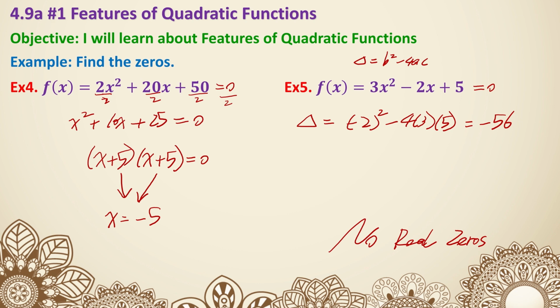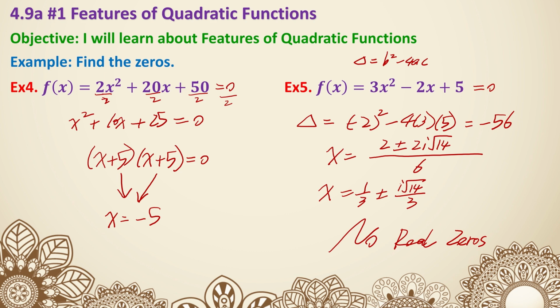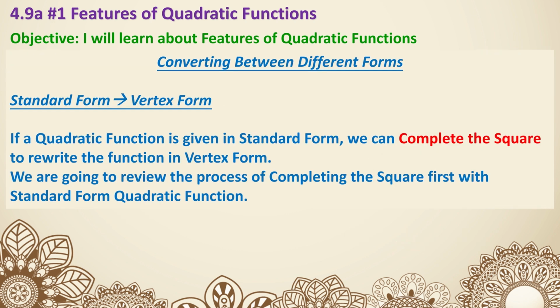But let's still actually, as practice, find the answer. Negative b is a 2 plus minus square root of negative 56 is a 2i square root of 14, all over 2a, which is a 2 times 3. That's a 6. Separate the fraction to simplify, we got 1/3 plus minus i square root of 14 over 3. Again, these are two complex solutions, so there are no real zeros. That's example 5. Moving on.